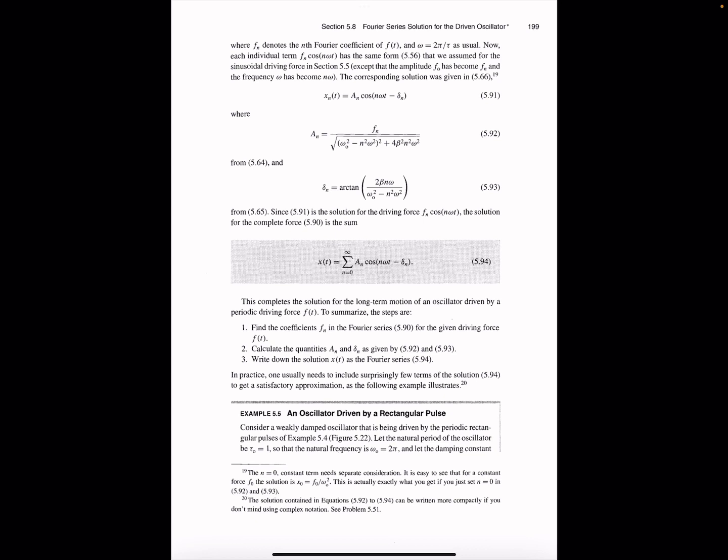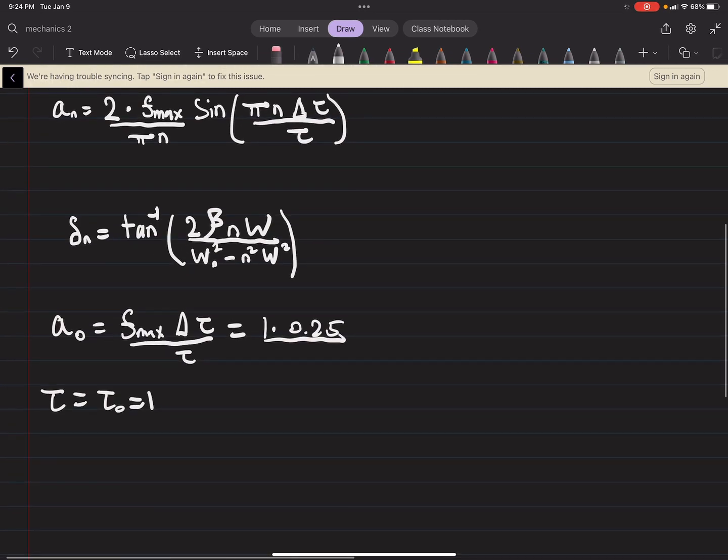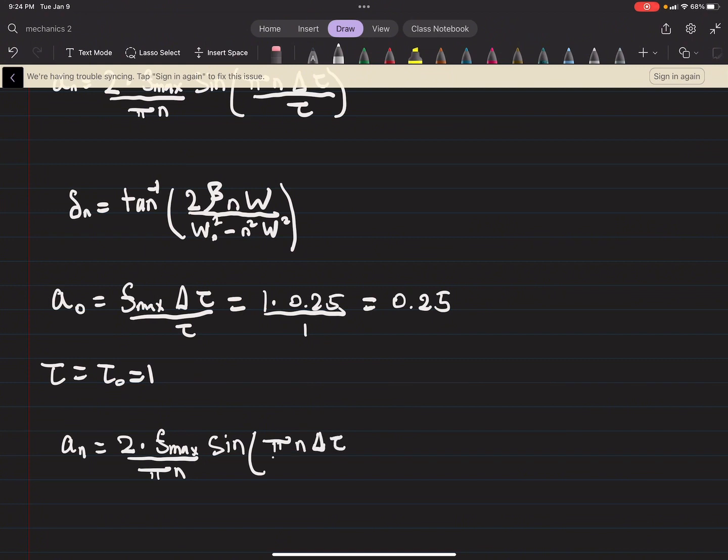Okay, so let's go over here. And with that in mind, this is just divided by 1, so this is obviously 0.25 or 1/4. Okay, so there's our first one. And if we want to find any of the other terms, we can do that using our other equation. A sub n is 2 times f max over pi times n, sine of pi n delta tau over tau.